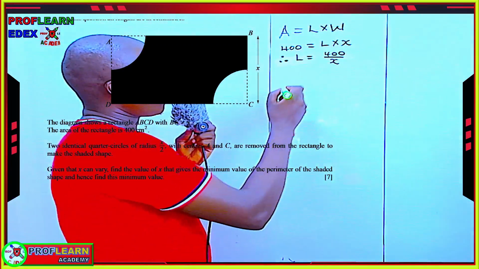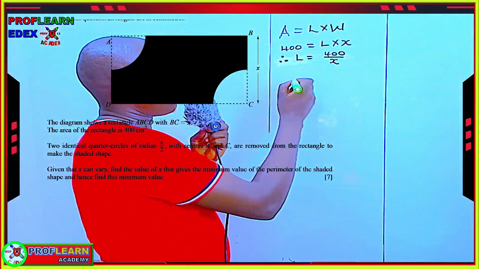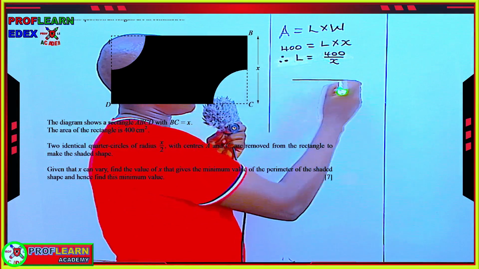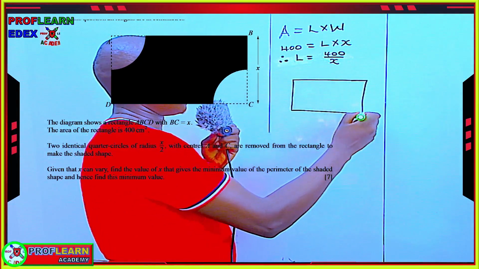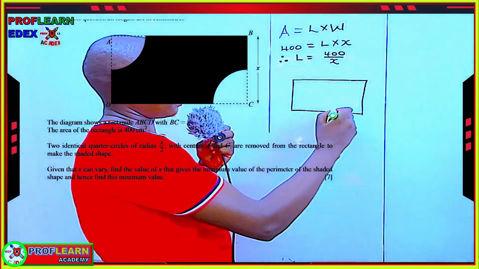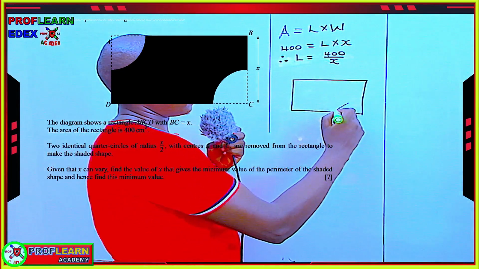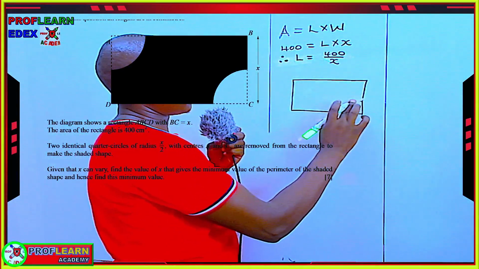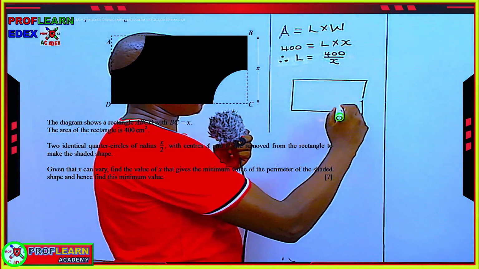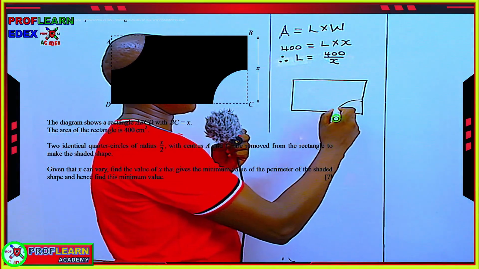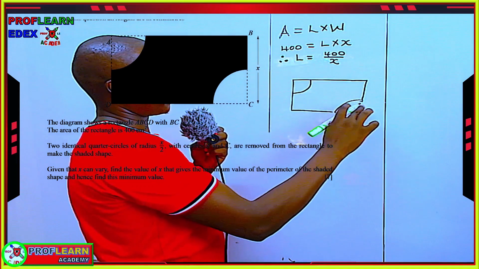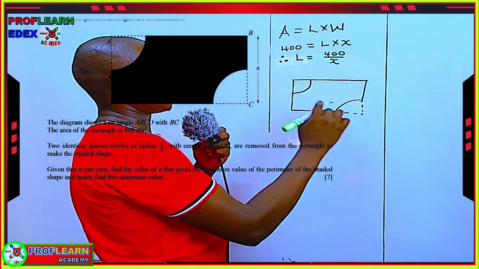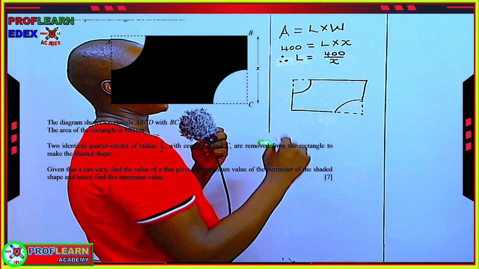Now, since the shape we are talking about was given like this, this part was removed, this part was removed, and also this part was removed. So we have some sections that were removed like that.